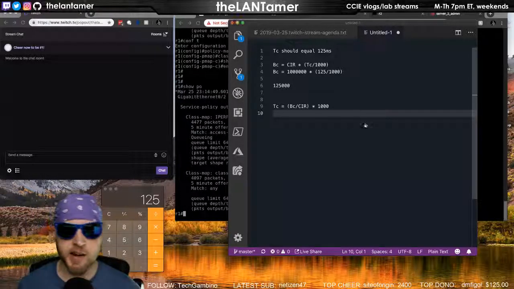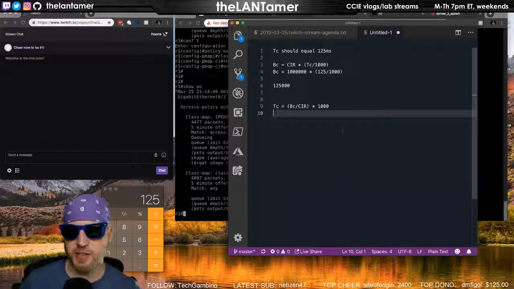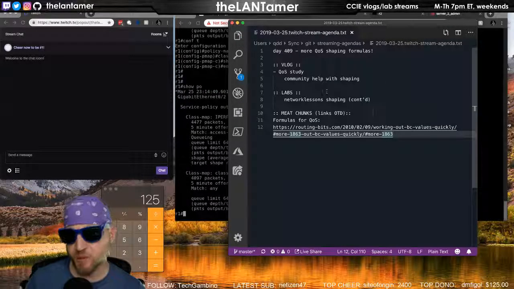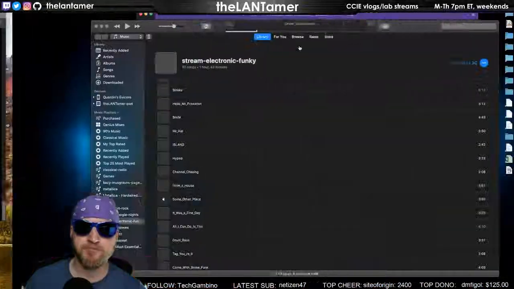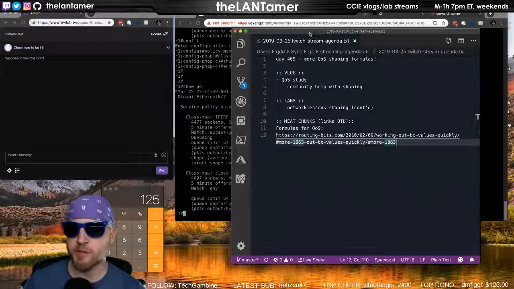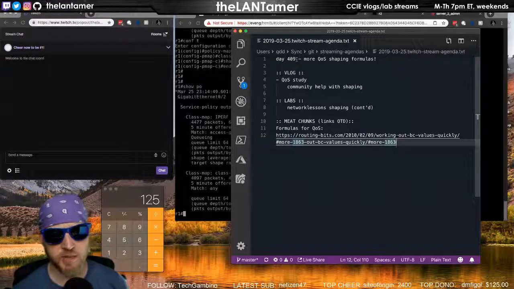Okay, so this is average shaping. This is a single rate, which is a committed information rate. What I will be doing the rest of the evening is going over the peak rate shaping lesson. I need to do a little research on that before I lab it, so I'm going to do that off stream.